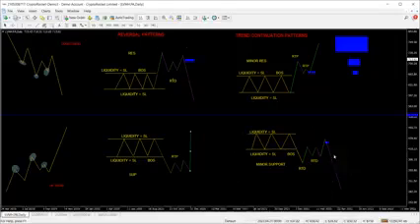So this pattern is what you would look for once price gets below this structure. This pattern is what you're going to look for when price gets above this structure, right? So once price gets above this, now we're in trend continuation.